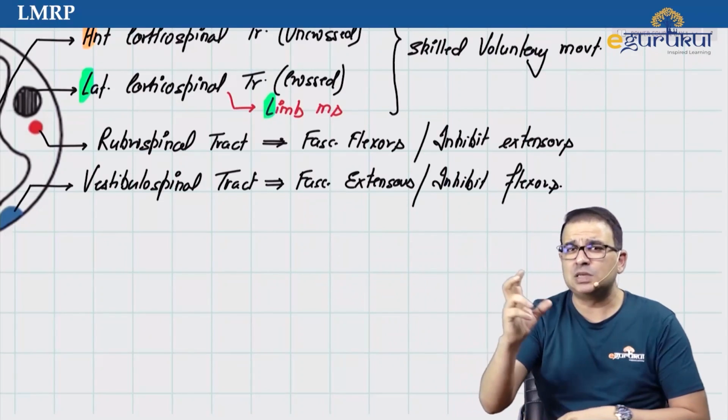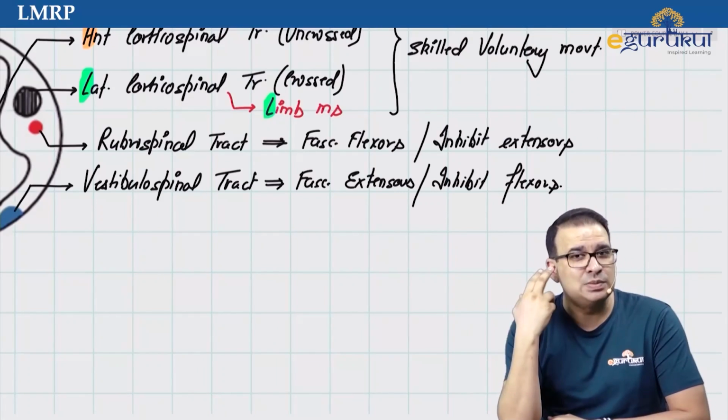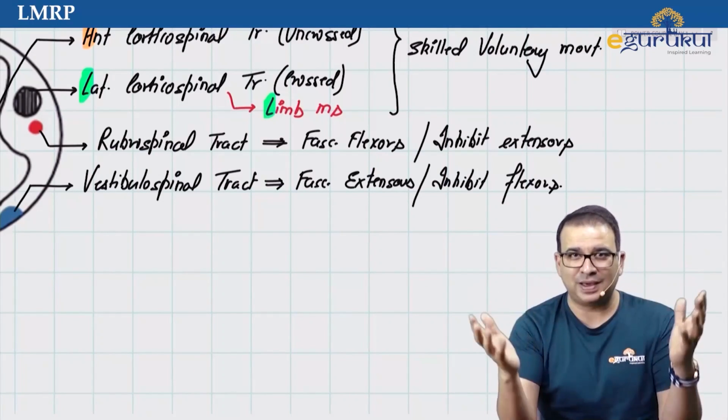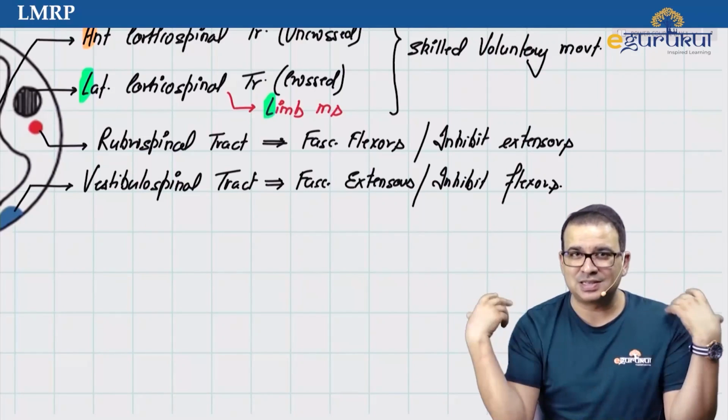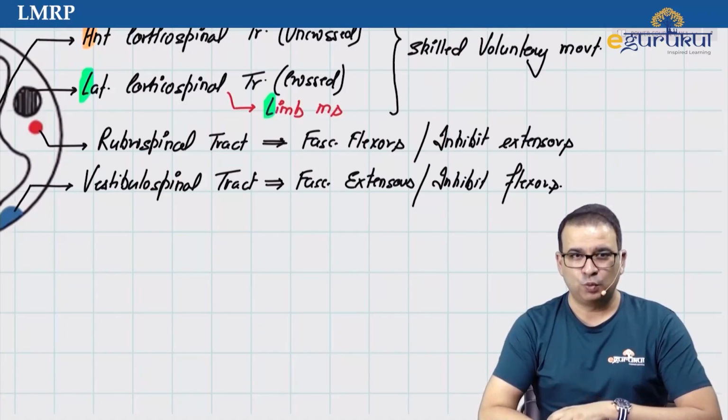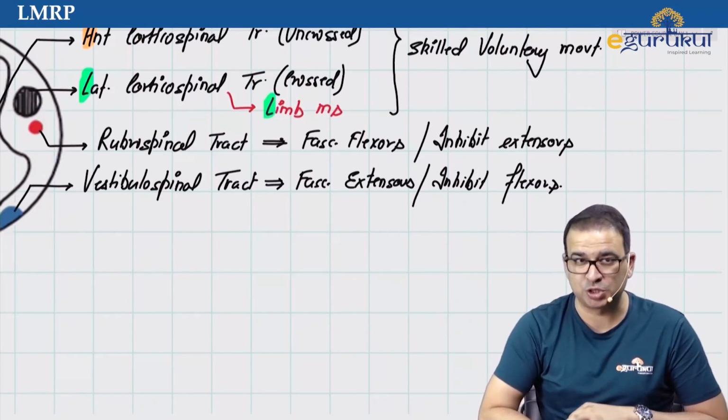That's why the name is vestibulospinal. It is related to the vestibular apparatus, vestibular nuclei. So it will check the body orientation in space and accordingly it will stimulate the extensor muscles, and that's how it helps maintain the different postures. So the vestibulospinal tract is to maintain the posture.